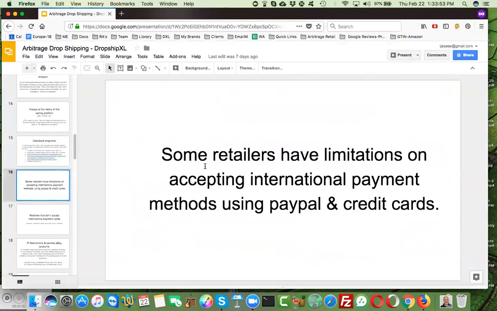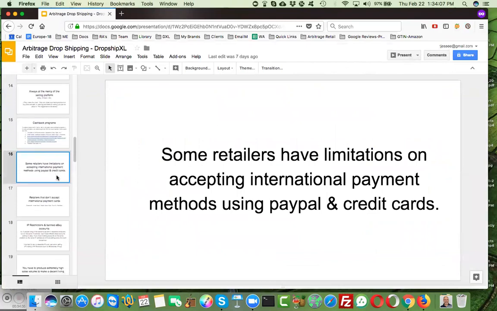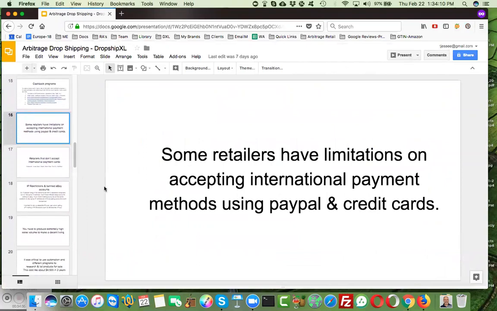So you mentioned that some retailers have limitations on accepting international payment methods using PayPal and credit cards. A lot of my students have experienced that too. Exactly. One of the biggest disadvantages is great retailers like Overstock that just don't accept any international payment methods. They don't accept any credit cards that are not American, or PayPal that is not an American PayPal. The only way to use them is with a gift card. And then you go back to how to purchase gift cards. And that's another cycle.